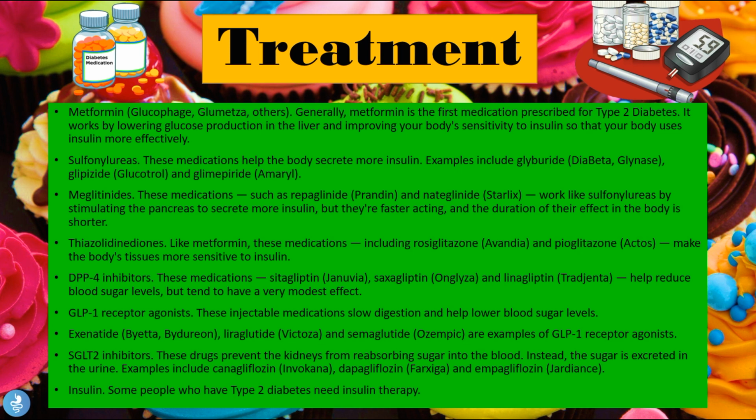We then have the SGLT2 inhibitors, and these drugs prevent the kidneys from reabsorbing sugar into the blood. Instead, the sugar is excreted into the urine, and examples of these drugs include canagliflozin, which is commonly known as Invokana, dapagliflozin, which is commonly known as Farxiga, and empagliflozin, which is commonly known as Jardiance. And finally, in very severe cases, in patients who are unresponsive to oral medication, we can also supplement the treatment of the high blood sugar levels with insulin. So if oral medications do fail to treat these patients and to lower their blood sugar levels, the patients can be placed on insulin.